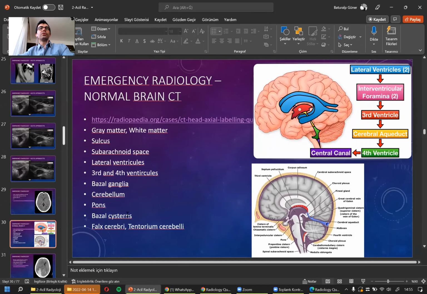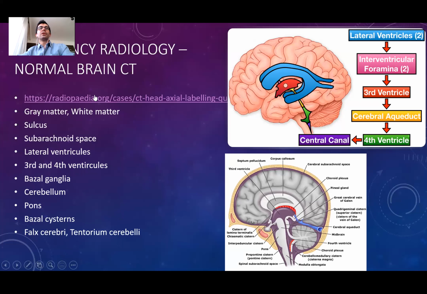Okay. So when you're looking at a normal CT scan, you have to check the gray and white matter, you have to check the sulcus, you have to check the subarachnoid space if it is dark in nature. You have to check the ventricular system. There are the lateral ventricles, the third one, and the fourth one, which is in front of the cerebellum. You have to check the basal ganglia, which is brighter, the cerebral cortex, and the midbrain and the hindbrain, which is pons and medulla oblongata. Okay.